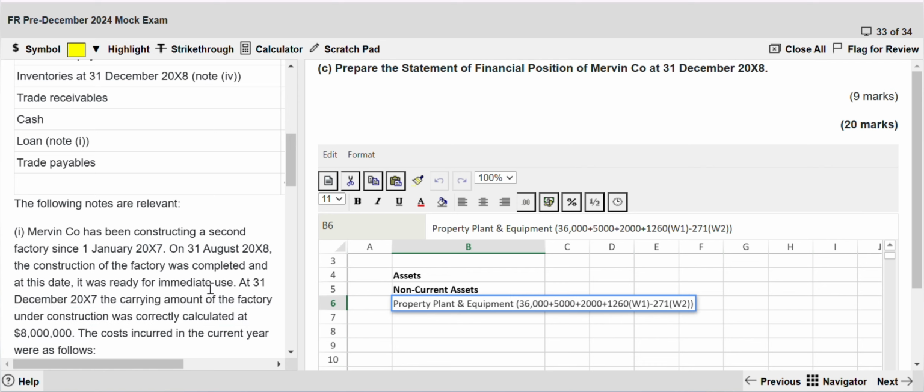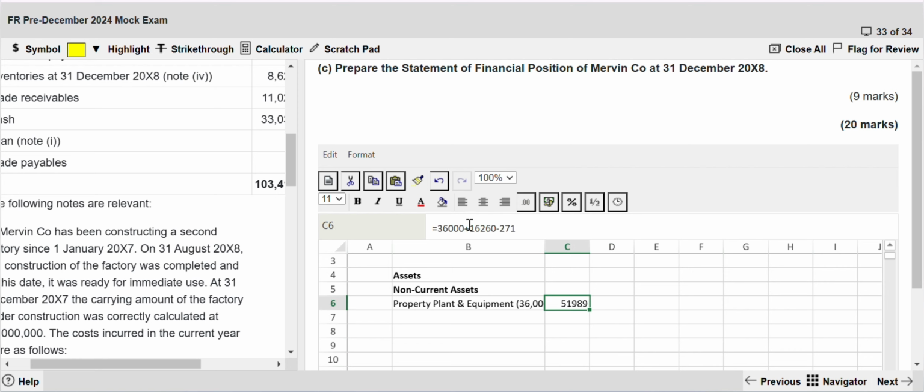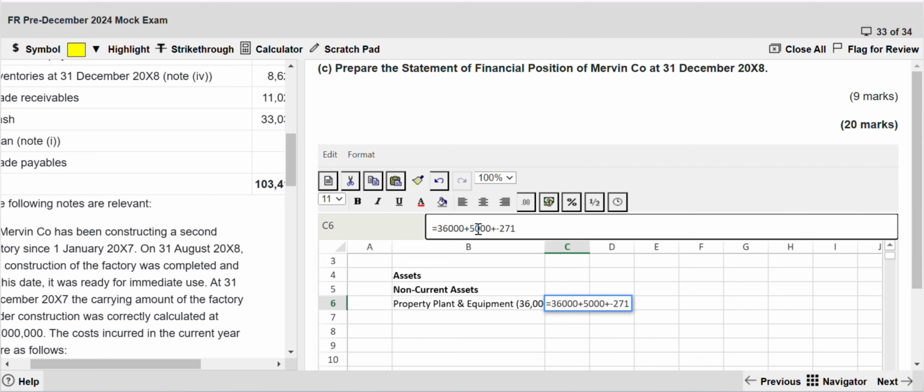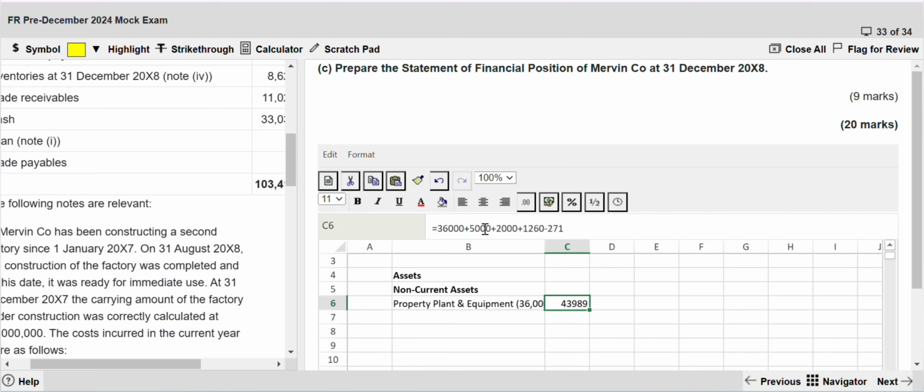Understood? Okay. So the total amount will be 5,000 plus 2,000 plus 1,260 minus 271. Depreciation charge is correct, no? Because you added to the cost of the previous. Depreciation charge is correct because total depreciation will be added only after the factory is completed. So there was no depreciation. Factory got completed only by 31st August.